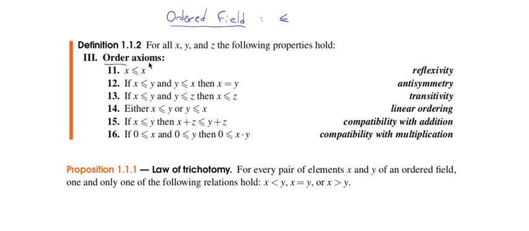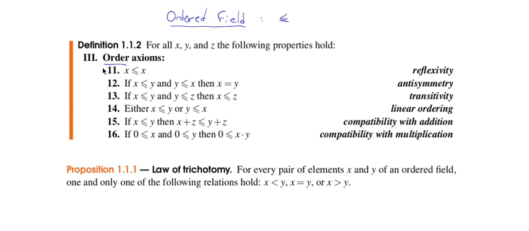The first one is that x is smaller or equal than x, and we call this property reflexivity. We assume this to be true for this operation. Then if x is smaller or equal than y and y is smaller or equal than x, these two things are true at the same time, then x is equal to y, and we call this anti-symmetry property. And finally, if x is smaller or equal than y and y is smaller or equal than z, then x is smaller or equal than z. This is transitivity.